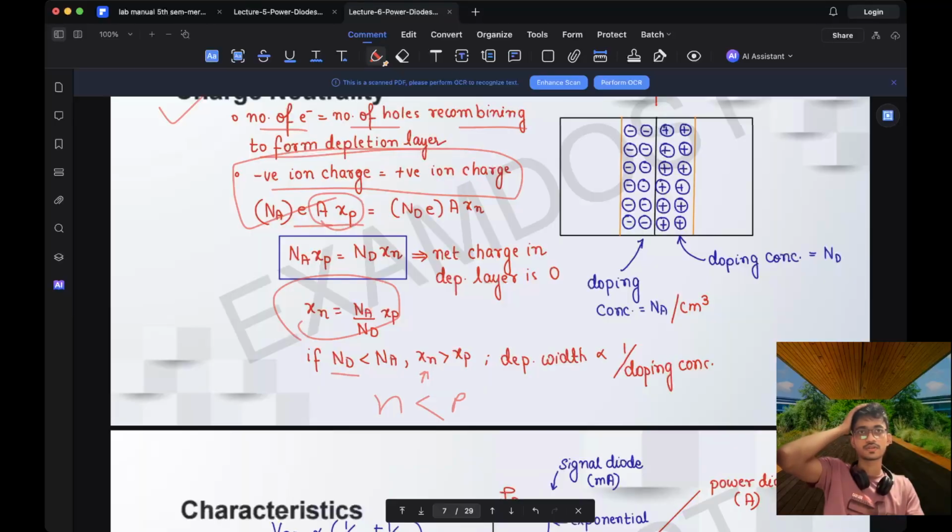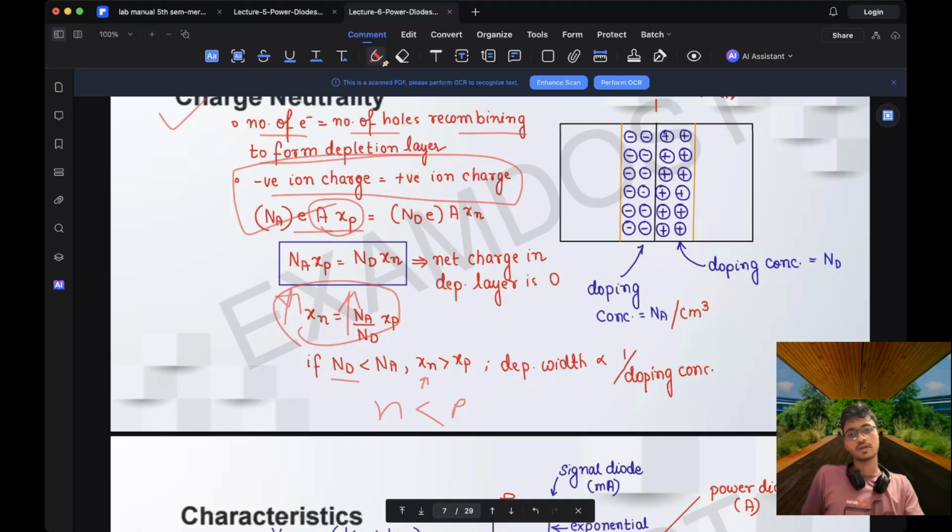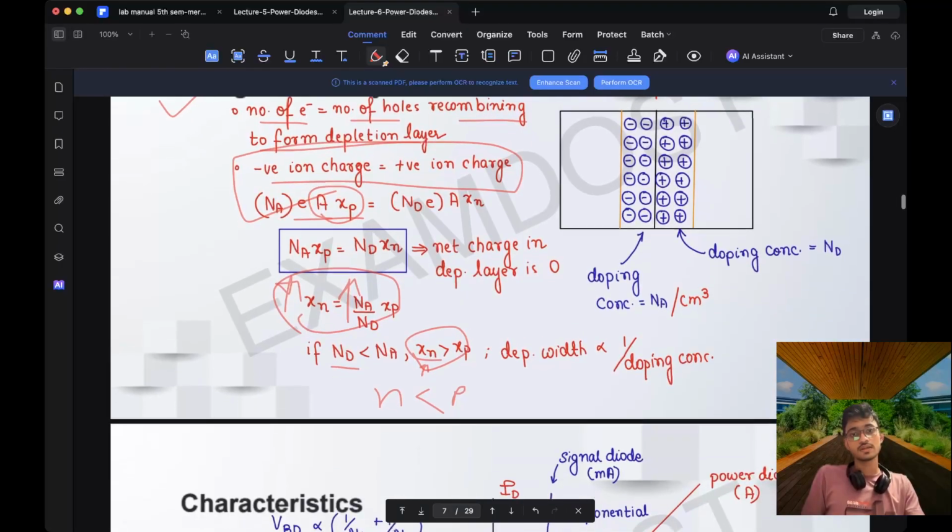It's less, so it is, what would be more? I think. Yeah, I think. And so xn would be more, and if xn is more, what does it mean? If the concentration on the n side is less, then yeah, the width will be more. That means more depletion layer would be there.